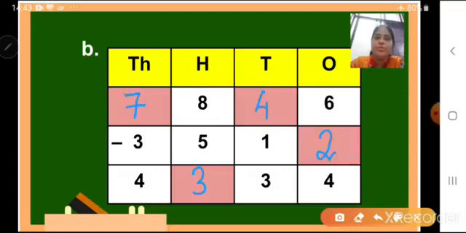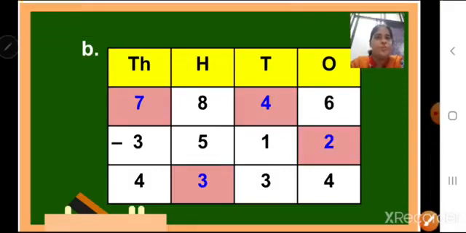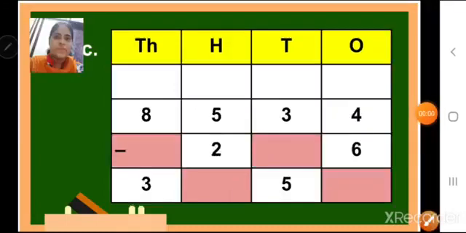Children, I hope you all have got this answer. Now note it down properly in your classwork. Children, now copy question number C in your notebook.